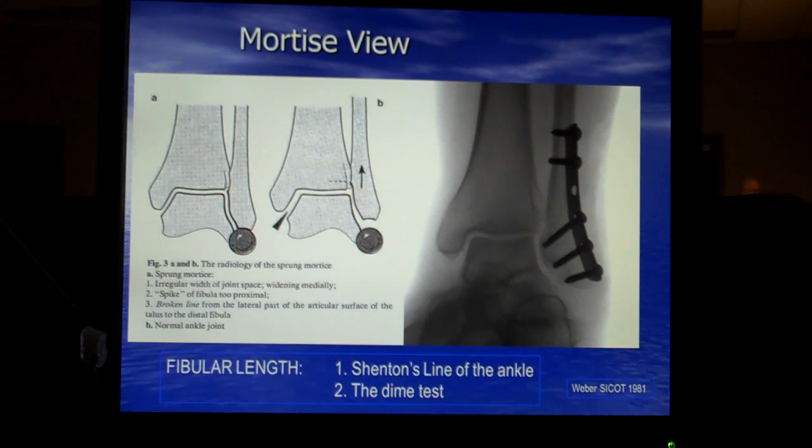Do you guys use this test intraop? Do you think of it? Does anybody think of it? Do you, Mark?